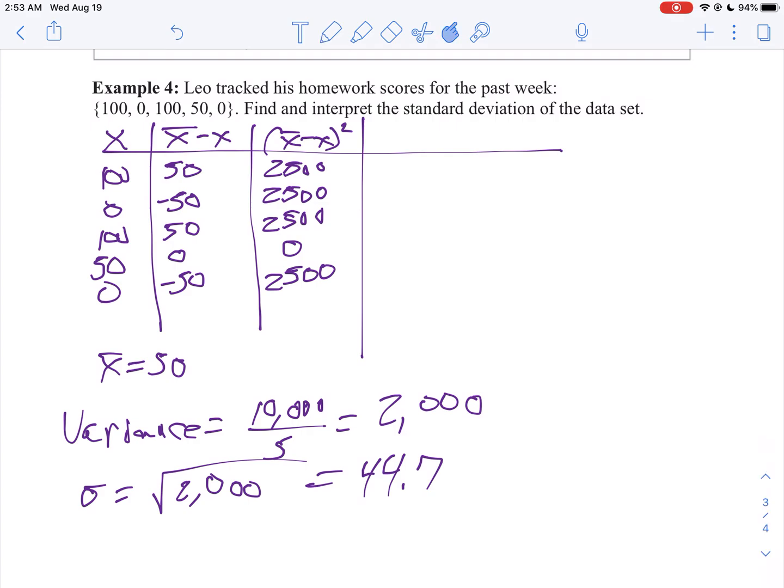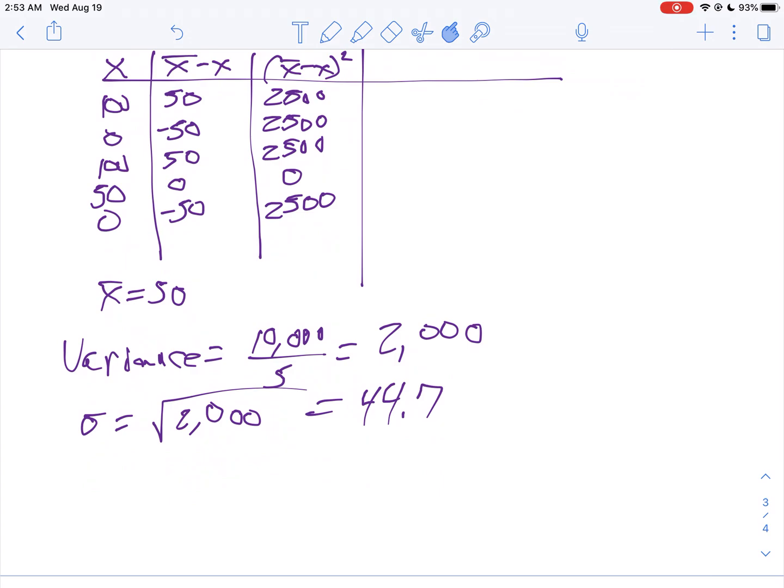Now, let's interpret that. Well, notice 44.7, that's almost the same as my mean, isn't it? And since it's such a huge number, it means my data set is not very representative of my knowledge. It deviates greatly from the mean.